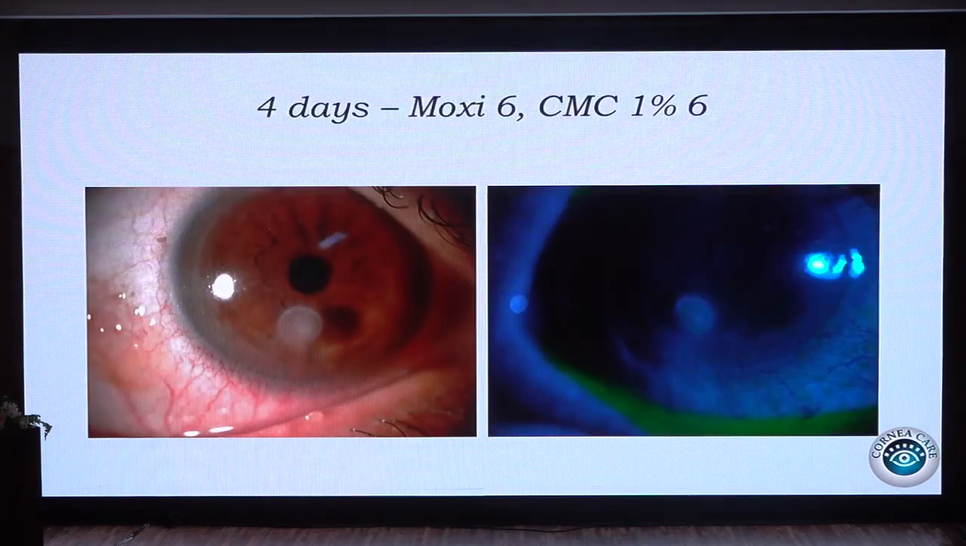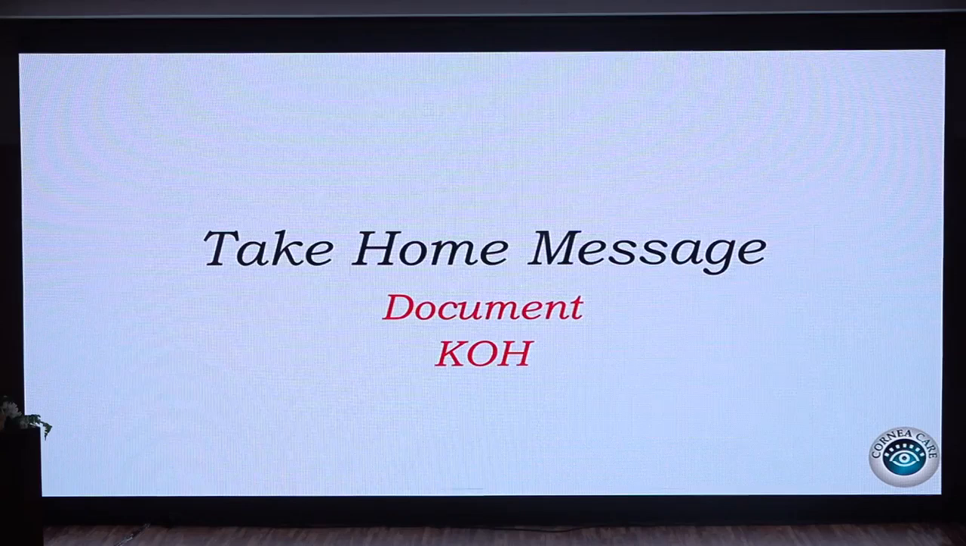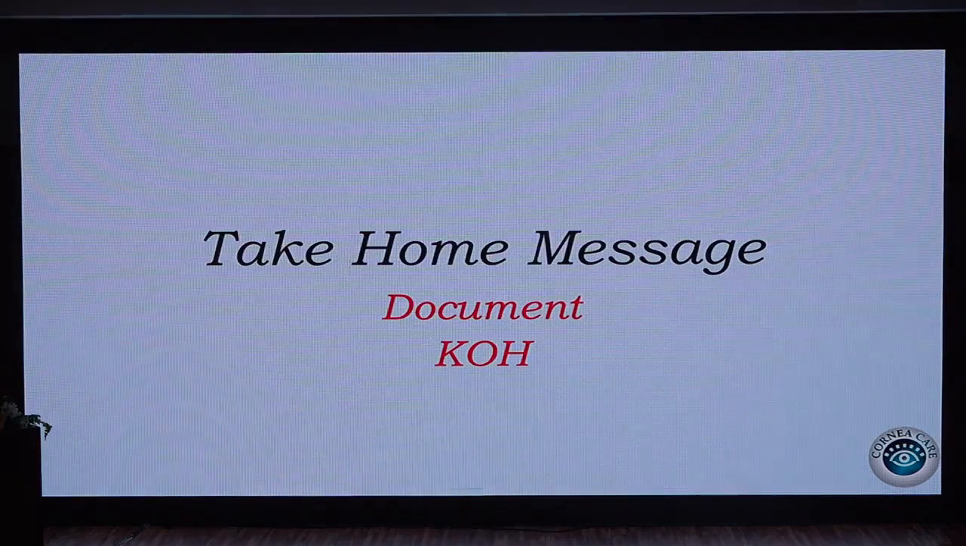So I stopped all the drugs and put him only on Moxie 6 times a day. And this is how the patient responded. So ulcer management is not only about increasing the drugs always. Always document, note the surroundings also, always do KOH, and if the patient is not responding in your hands, always refer. Thank you so much.